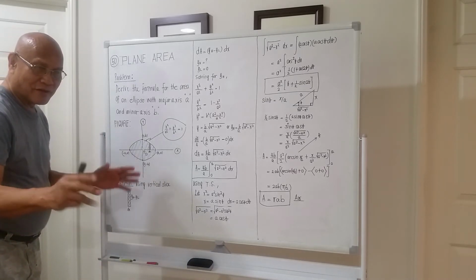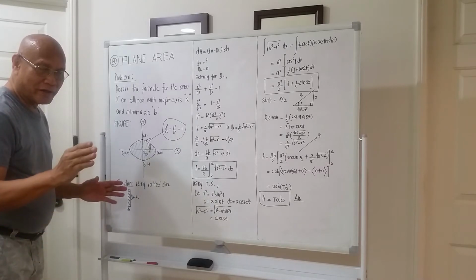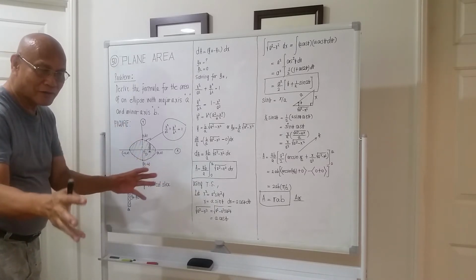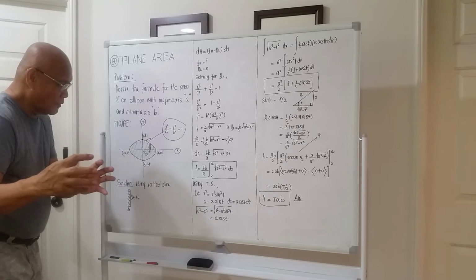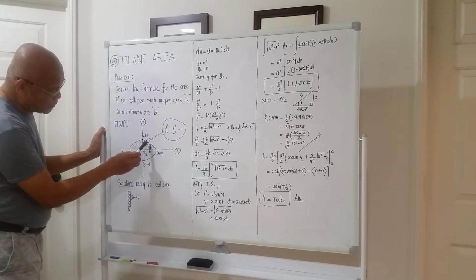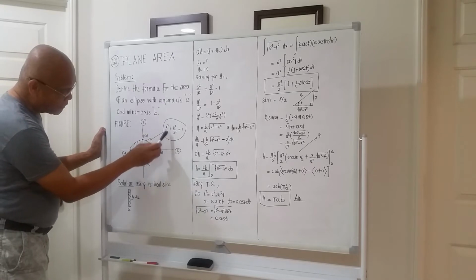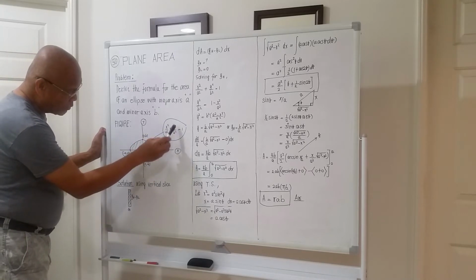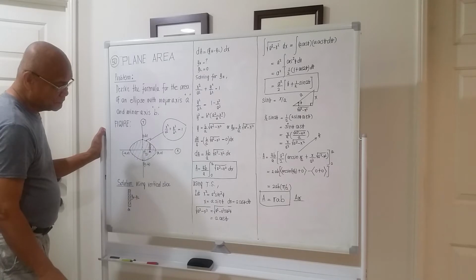So it's a must that you know your analytic geometry, and it's a must that you know how to plot your graph on the Cartesian coordinate system. Okay. The equation of this ellipse is x squared over a squared plus y squared over b squared equal to 1. Okay.